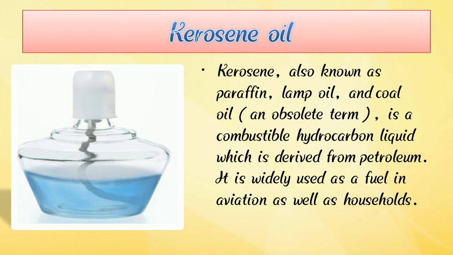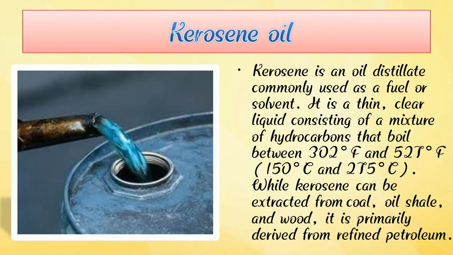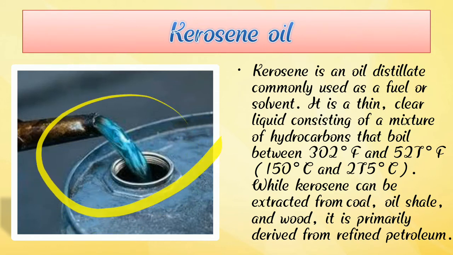Kerosene is a petroleum material, and it is widely used as a fuel in aviation as well as in households. Kerosene, or paraffin, lamp oil, and coal oil, is derived from petroleum, and it is widely used as fuel in aviation as well as households. Here we also see a photograph of a kerosene can.